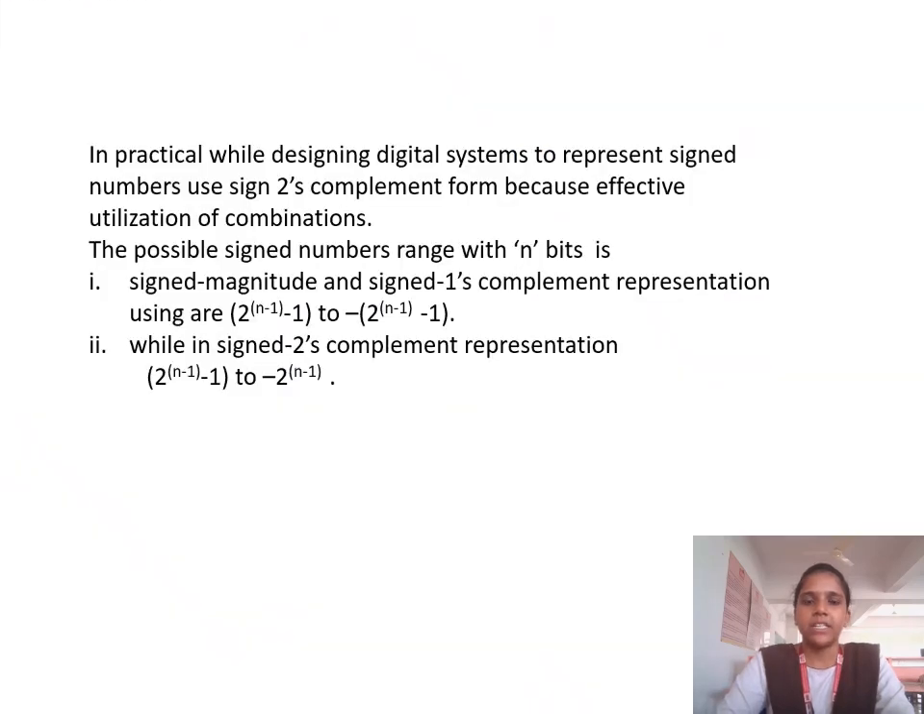In practice, while designing digital systems to represent signed numbers, we use the signed 2's complement form because of the effective use of combinations. The possible signed number range with n bits, for sign magnitude and signed 1's complement representation, is minus of 2 power n minus 1, minus 1, to plus 2 power n minus 1, minus 1, whereas in signed 2's complement representation it is minus 2 power n minus 1 to 2 power n minus 1 minus 1.